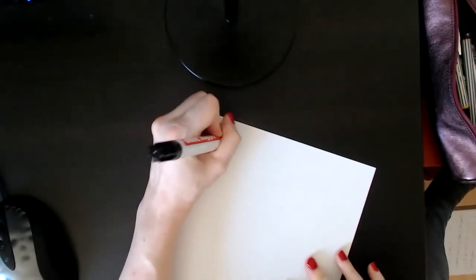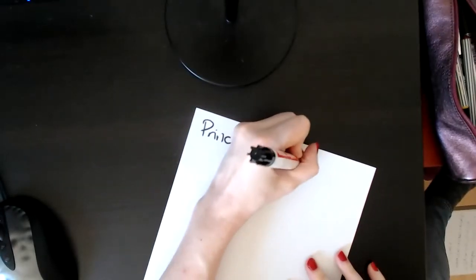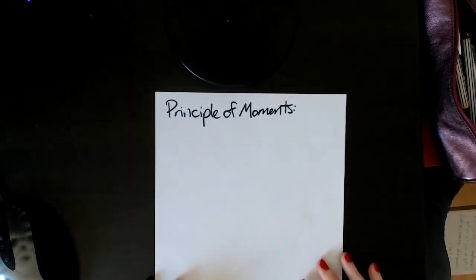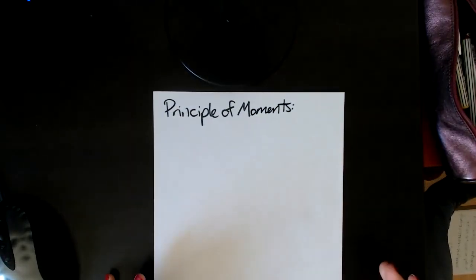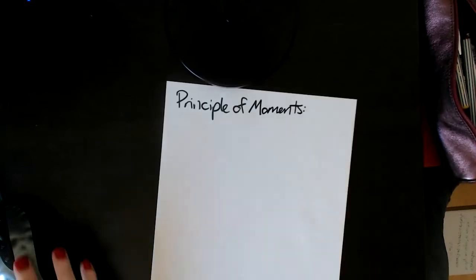The other part of moments that you need to understand is the principle of moments. And the principle of moments states that if the moments on an object are balanced, then the object will not be in rotation. It will not be moving in any sort of rotation. And so let me get that written down.